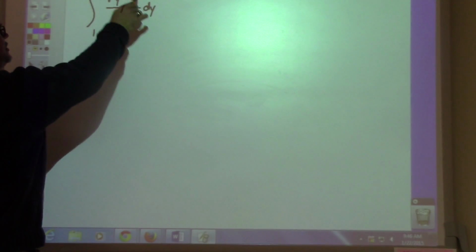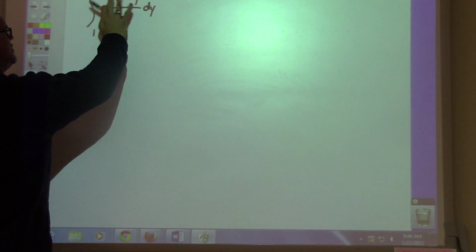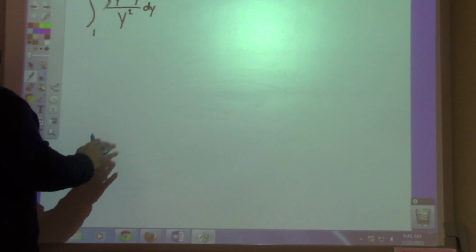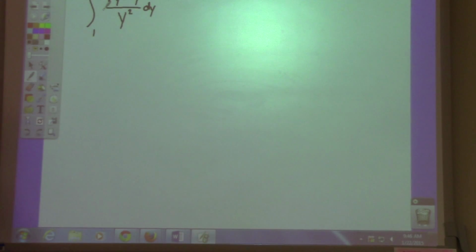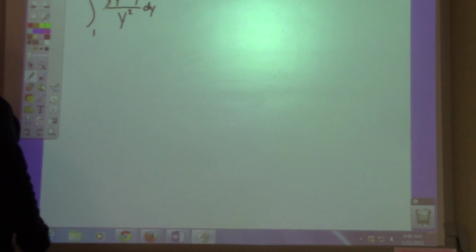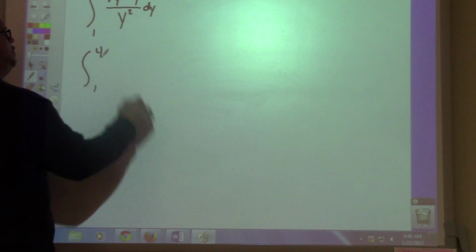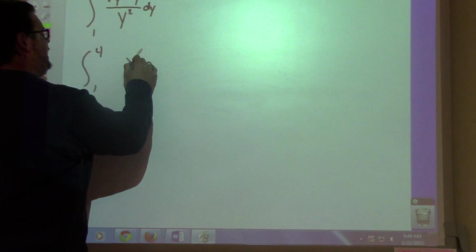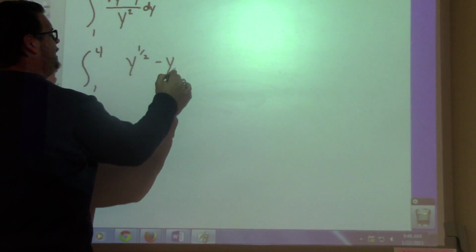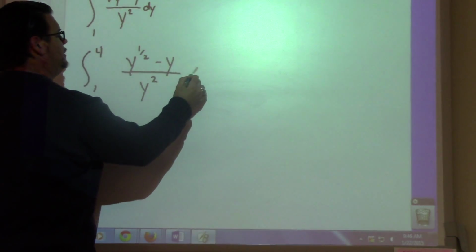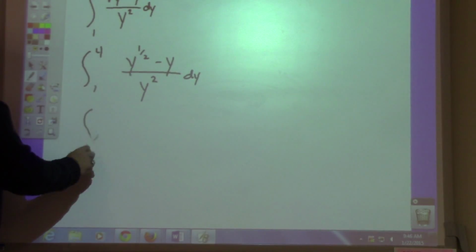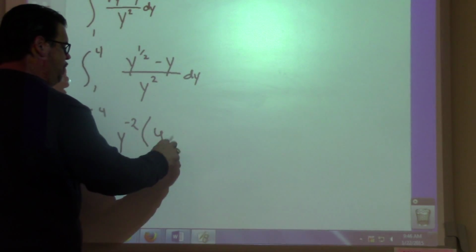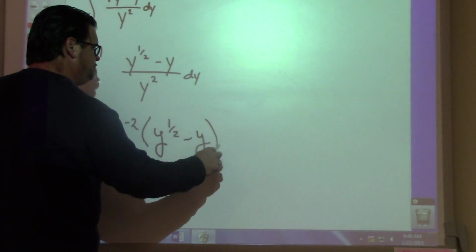So this is a cluster right here. This is a mess. So first thing you want to do is rewrite everything and get it all on the same floor. Because right now you've got two different floors, and that's not going to help you. So the antiderivative from 1 to 4 of y to the 1/2 minus y over y squared dy. Antiderivative of 1 to 4 of y to the -2 times y to the 1/2 minus y dy.